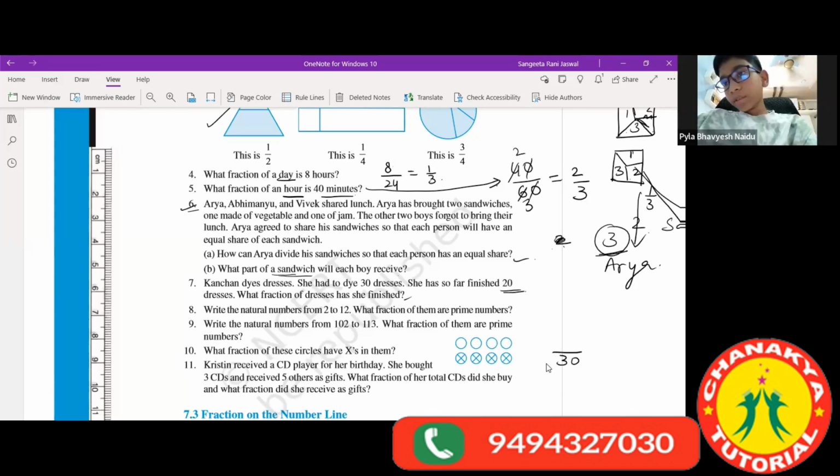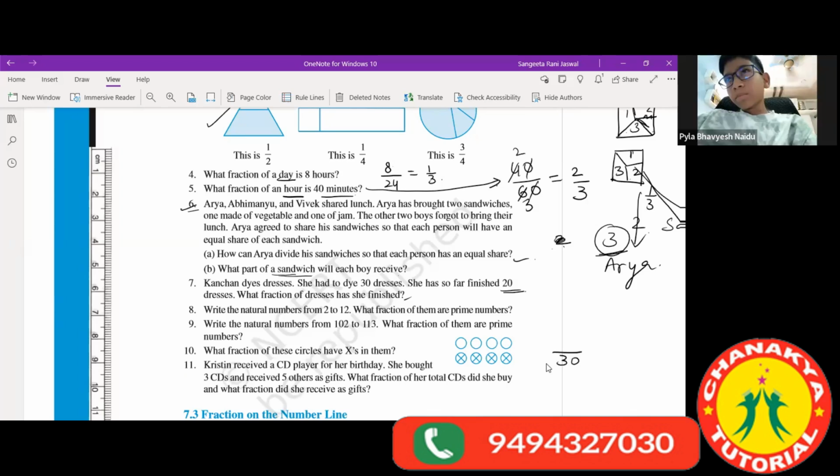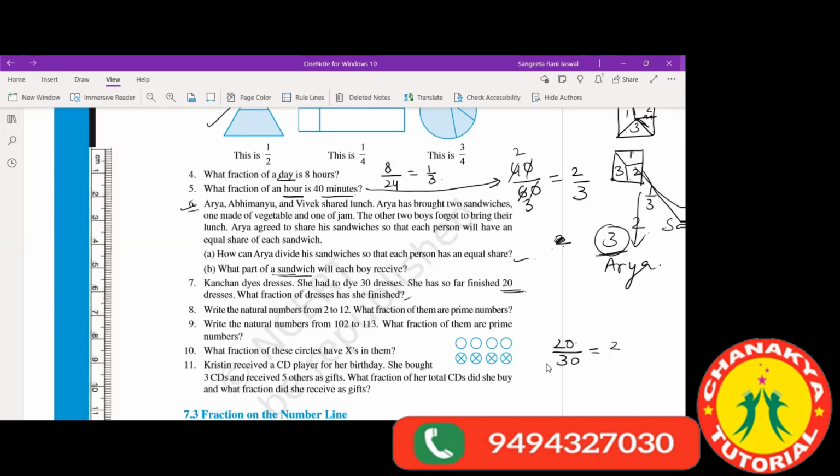Ma'am, 20 by 30. Right, Rita? And what will be the lowest form of this? Reduce, 2 by 10, 2 by 3. Those zeros will cancel. So 2 by 3. Are you getting it? Yes, ma'am.